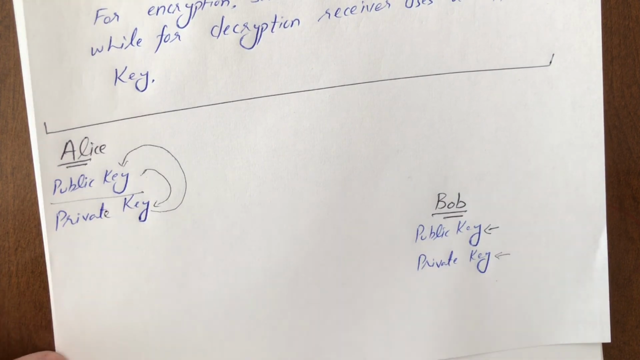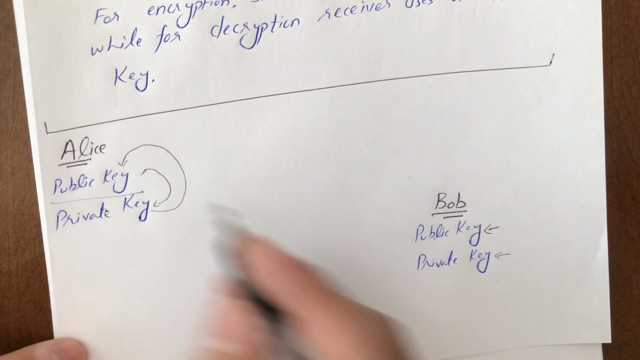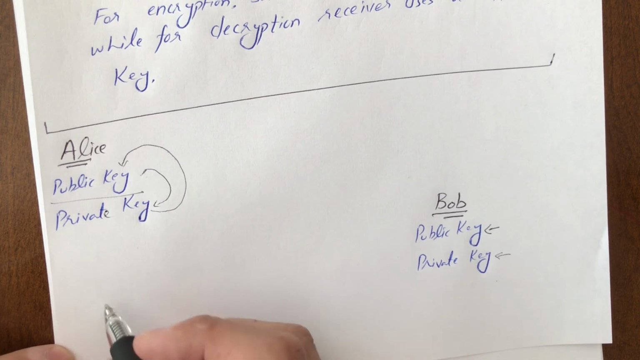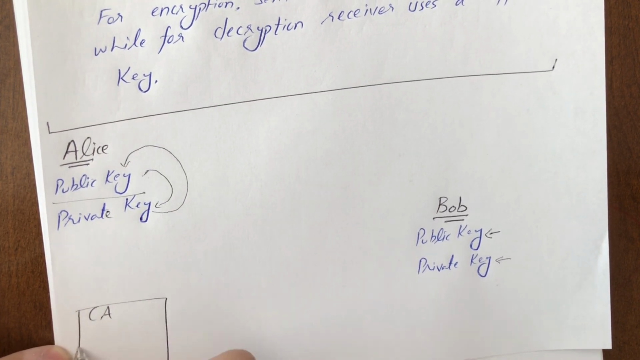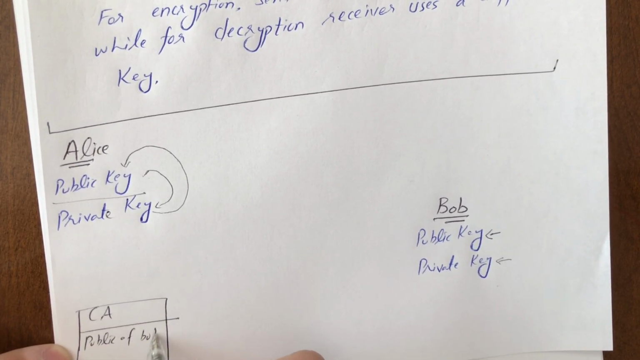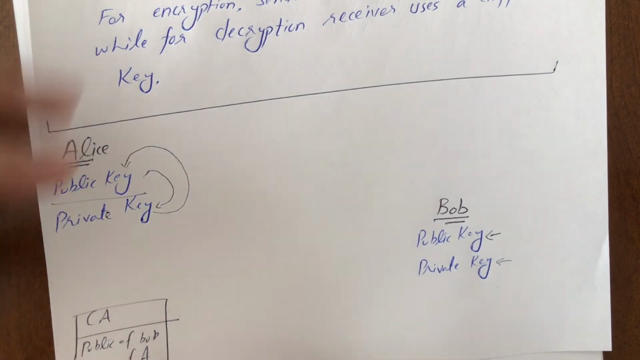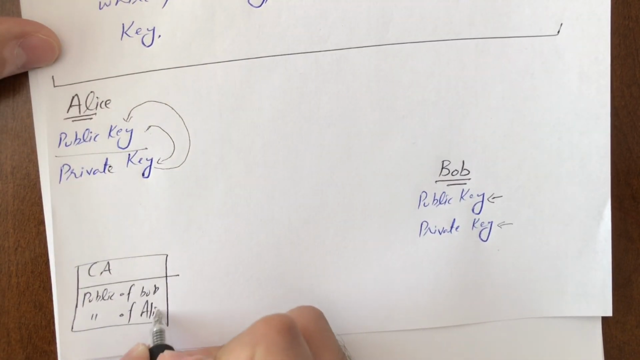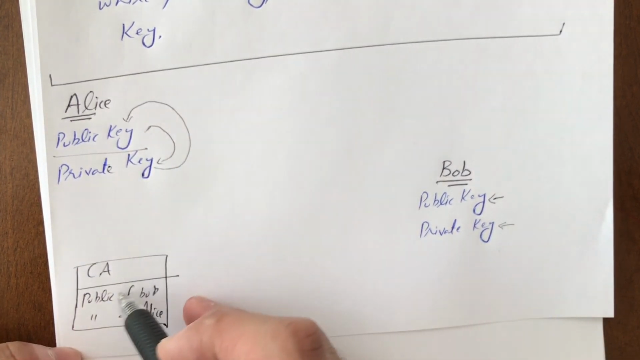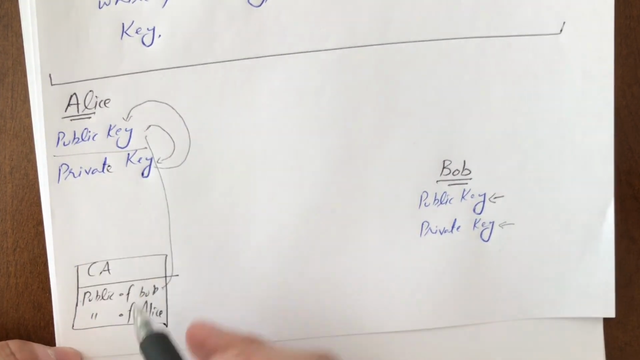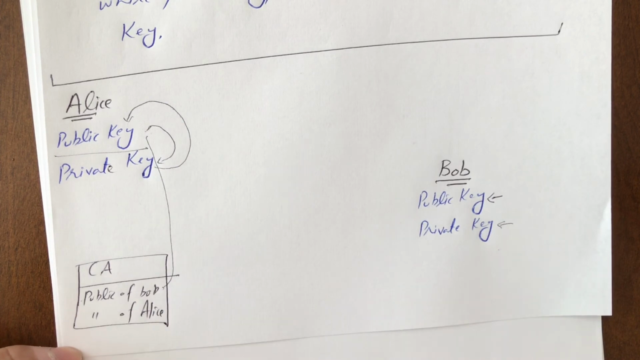So let me give you an example. Let's say Alice wants to send a message to Bob. Let me make a small diagram here. Say we have a certificate authority which holds all the public keys. It has the public key of Bob and the public key of Alice, so it has the public keys for all these stakeholders. Alice wants to send a message to Bob. She will get Bob's public key from the certificate authority.